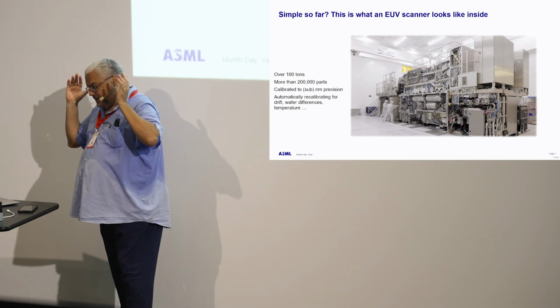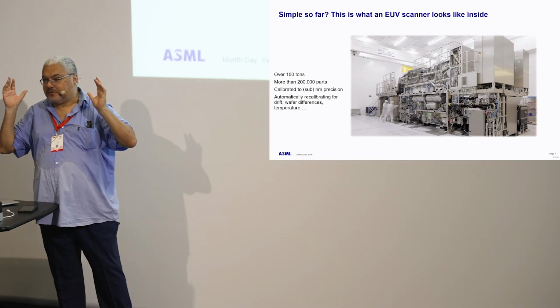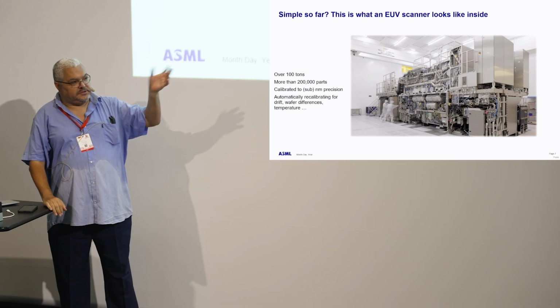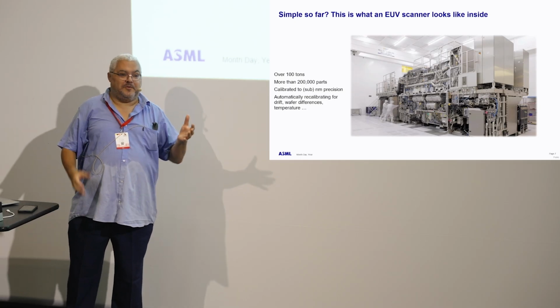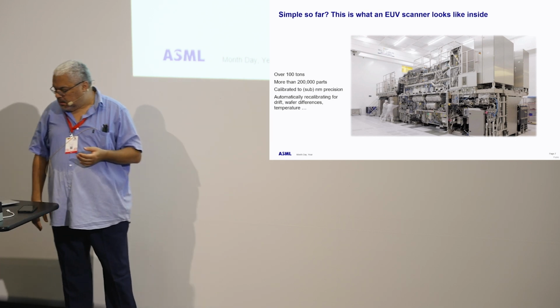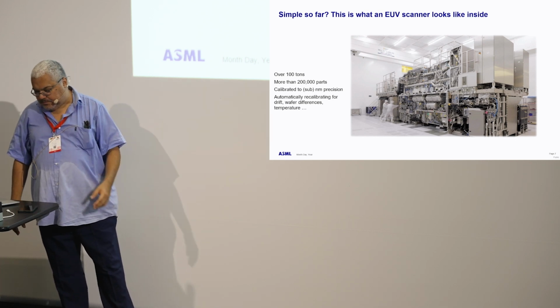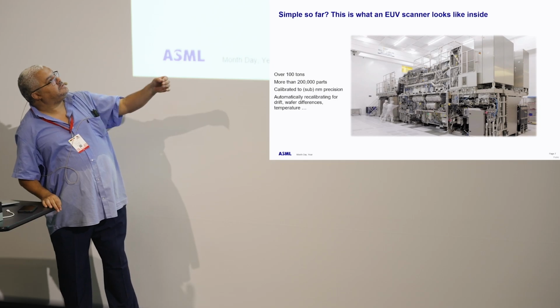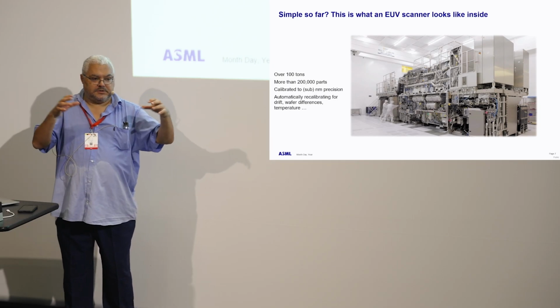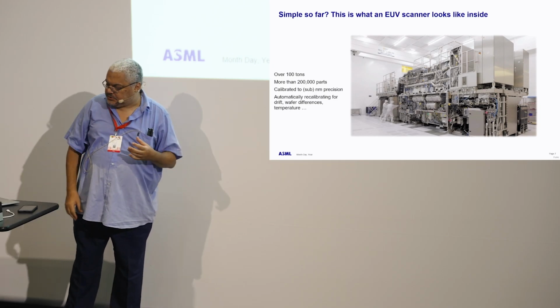So, it's over 100 tons of hardware. I think the latest EUV system is like 180 tons. That's 3 battle tanks of metal here. It has over 200,000 parts in it. Yeah, it's continuously calibrating itself to maintain that nanometer precision.